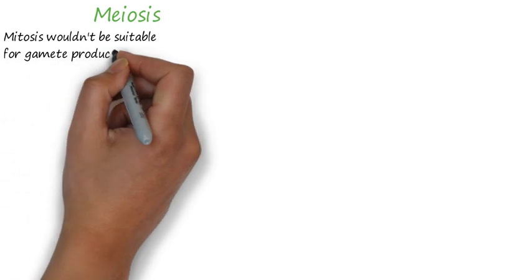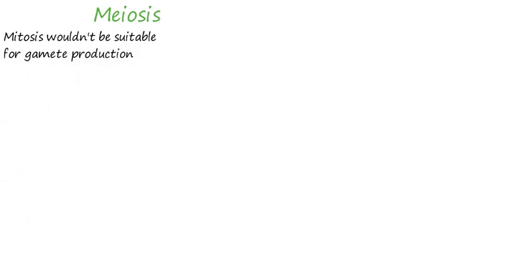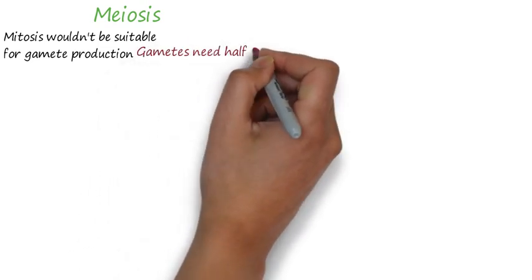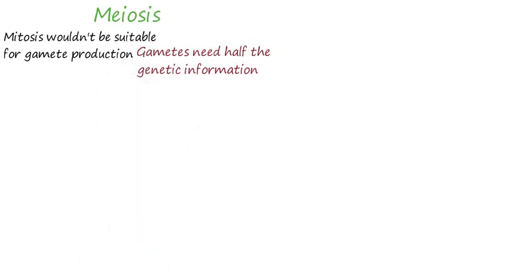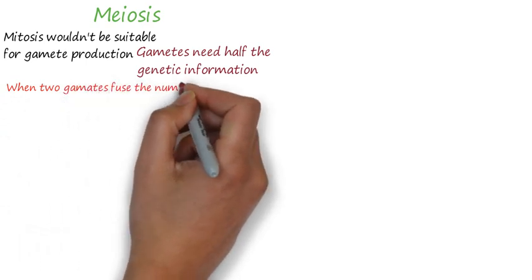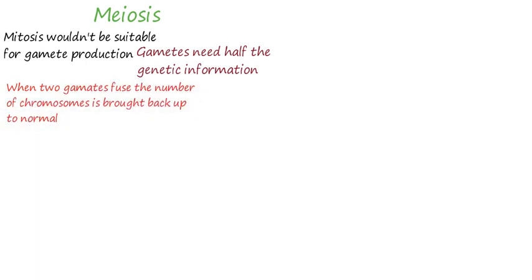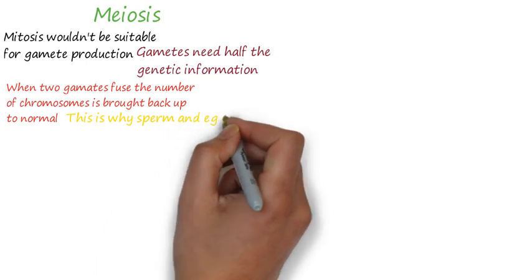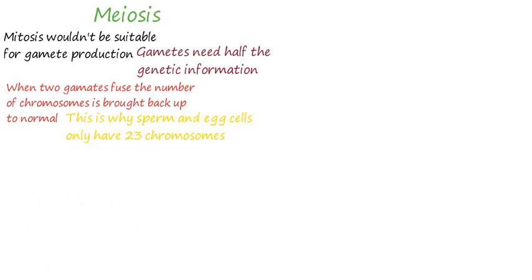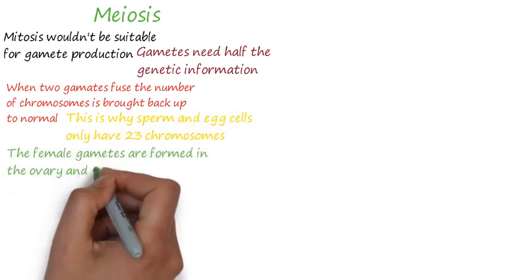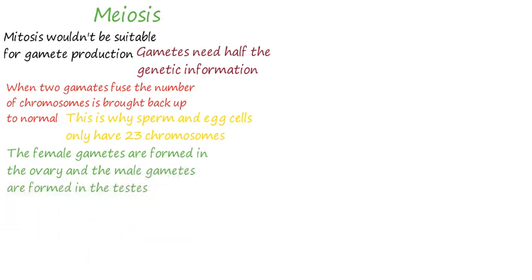Meiosis is the cell division which is responsible for producing gametes. Mitosis wouldn't be suitable for gamete production, as mitosis forms cells with 46 chromosomes. In humans, all body cells have 46 chromosomes, or 23 pairs. Gametes need half this number, so that when two fuse together, the number is brought back up to 46 again. This is why sperm and egg cells only have half the number of chromosomes. The female gametes are formed in the ovary, while the male gametes are formed in the testes.